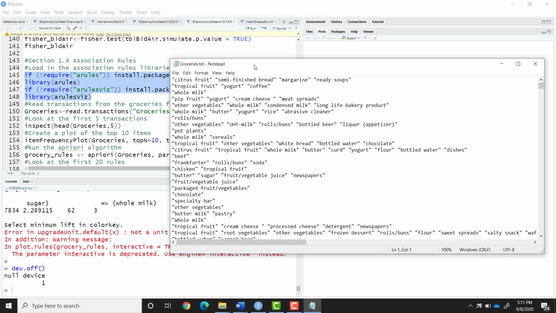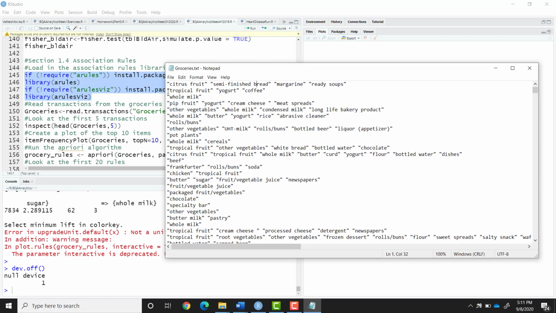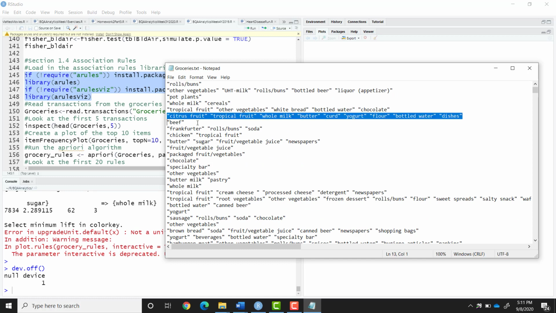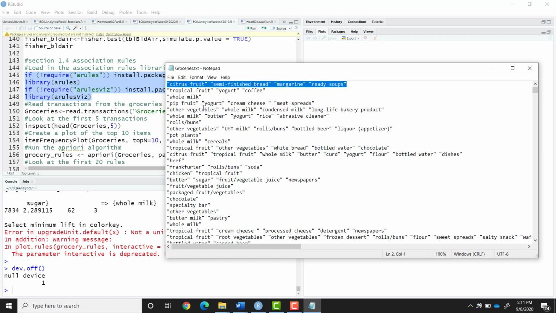Okay, so we're back. Now we're going to actually do the association rule algorithm in R. We've got an example data set called groceries, and this is a really simplified example. There's also a more complicated one that I've done in the homework. In this example, each shopping basket bought by a person and recorded includes all the items that person has bought. So the first person bought citrus fruit, semi-finished bread, margarine, and ready soups. The next shopping basket was tropical fruit, yogurt, and coffee. It's literally the item name in double quotation marks with a space between.